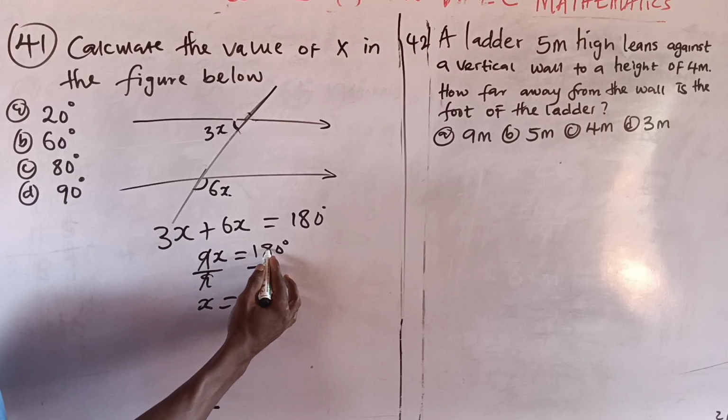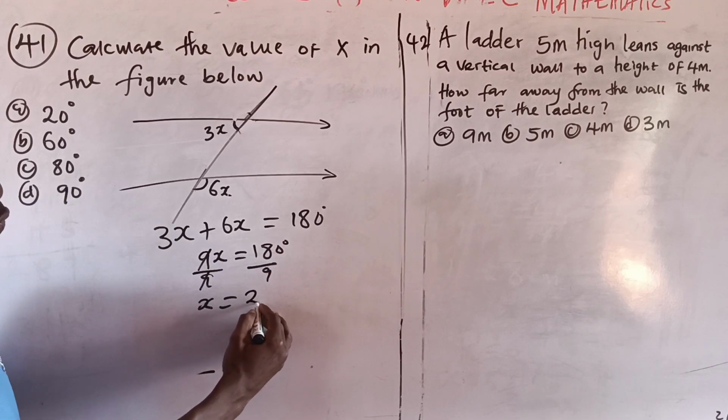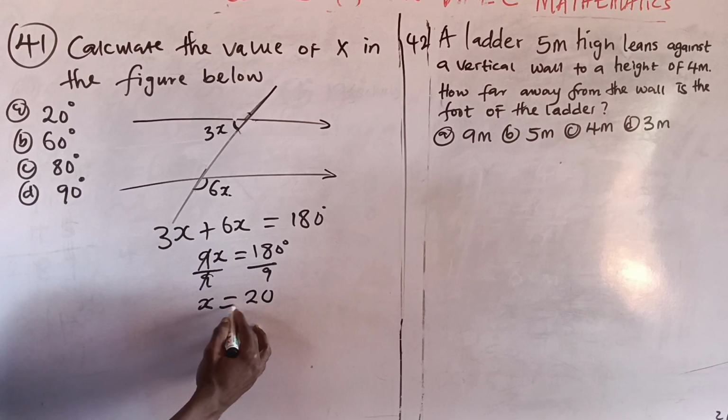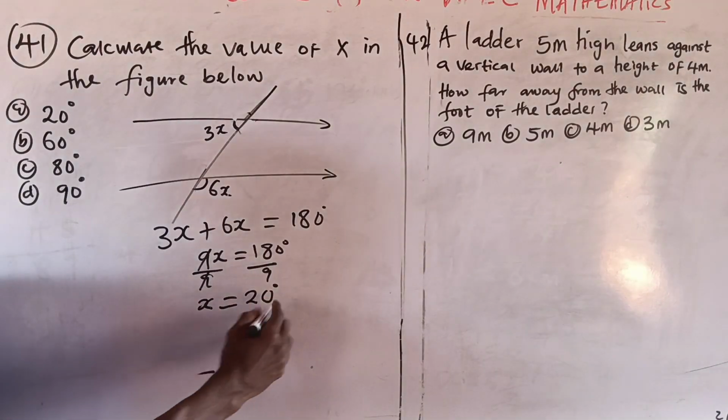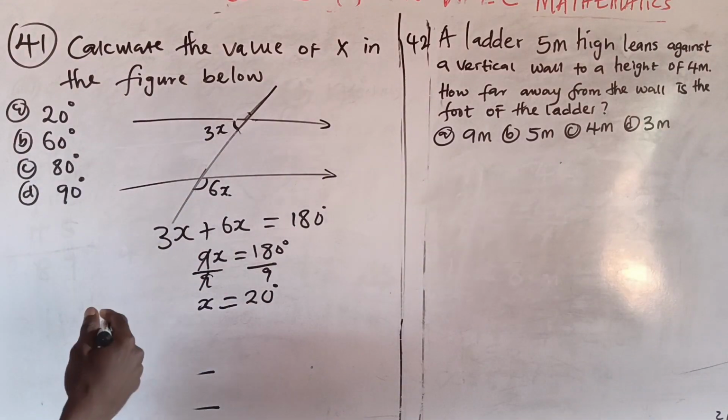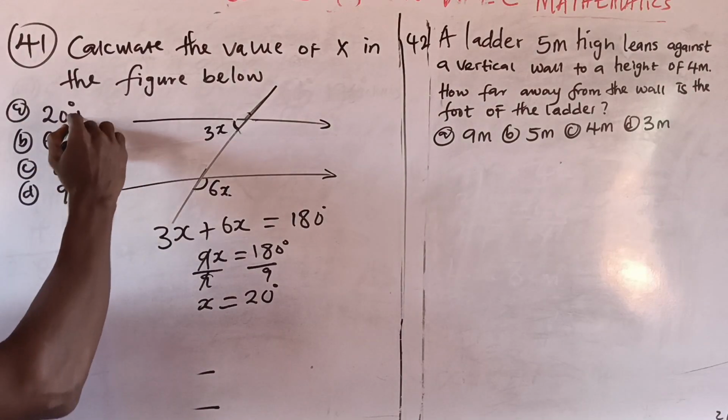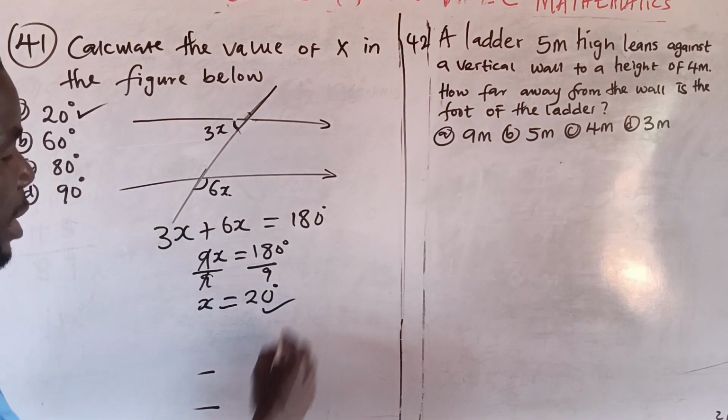How many 9s can we see in 18? We are going to see 2. Remember the 0. That means our answer will be 20 degrees. Let's check the options. Option A is the right answer.